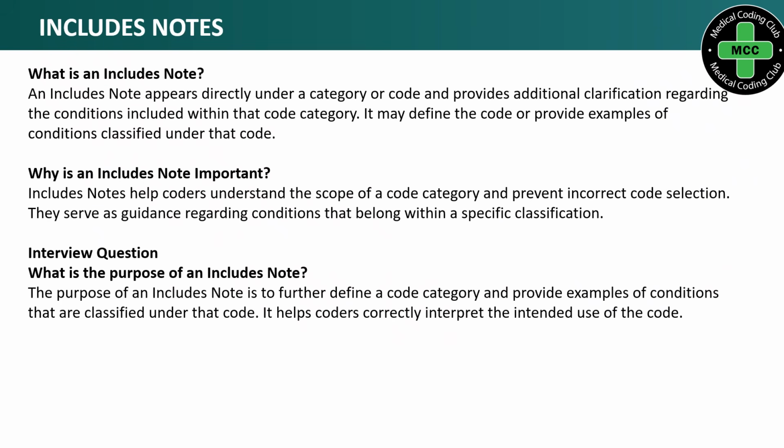So next you have include notes. An include note appears directly under a category or code and provides additional clarification regarding the conditions included within the code category, and it may define the code or provide example conditions classified under the code. The main thing here is that it lists conditions that belong within the category or code, and it helps coders to understand its classification or the scope of the code. Then you can check the interview question also.